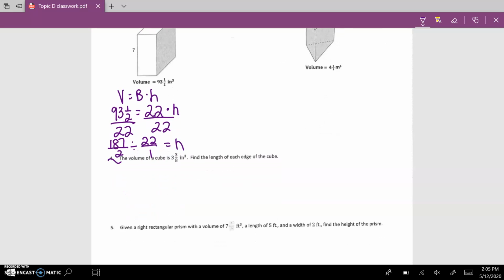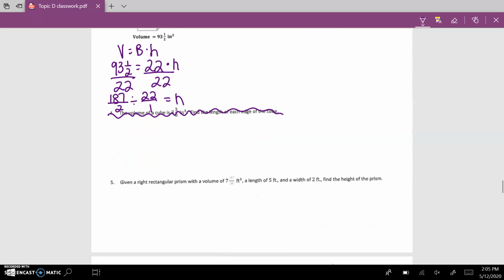You can cross off number 4. We don't really know how to do that yet. And then here in number 5, back to check my answer key. For some reason, this got cut off. I'd use this as 7 1/2 as the volume, the length of 5, the width of 2, find the height.